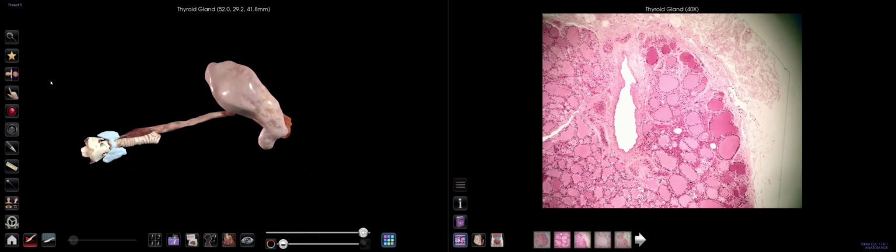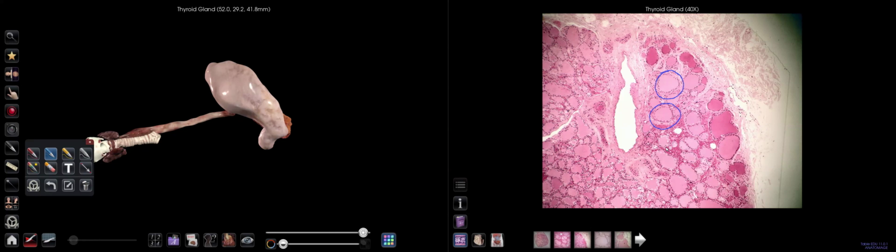So let's jump to the right side of your screen and take a look at the histology of the thyroid gland. You can see all these little pools. I can't select them, but under the histology there are these little pools, and I can do a little drawing here. These are thyroid follicles. All these little pools here are thyroid follicles.